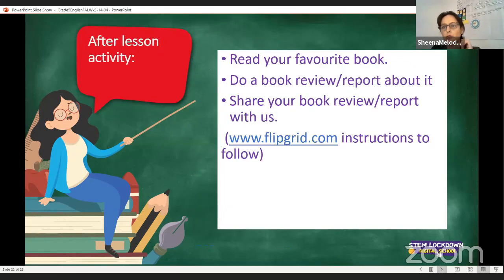So your task is to read your favorite book, do a book review or book report about it. It's just what we did today. A book review and a book report is basically who, what, where.